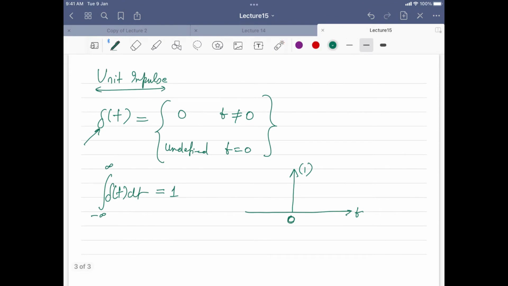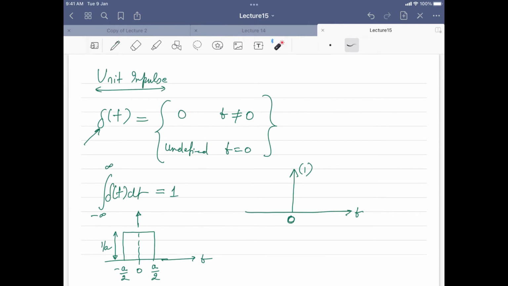So if you are thinking about how we are getting this, you can easily understand it by visualizing a pulse. Let us say you have a square pulse having a duration from minus a by 2 to a by 2 at time t equal to 0, and the amplitude of this pulse is 1 by a. Now what will be the area of this square pulse? One. The area of this will be 1.